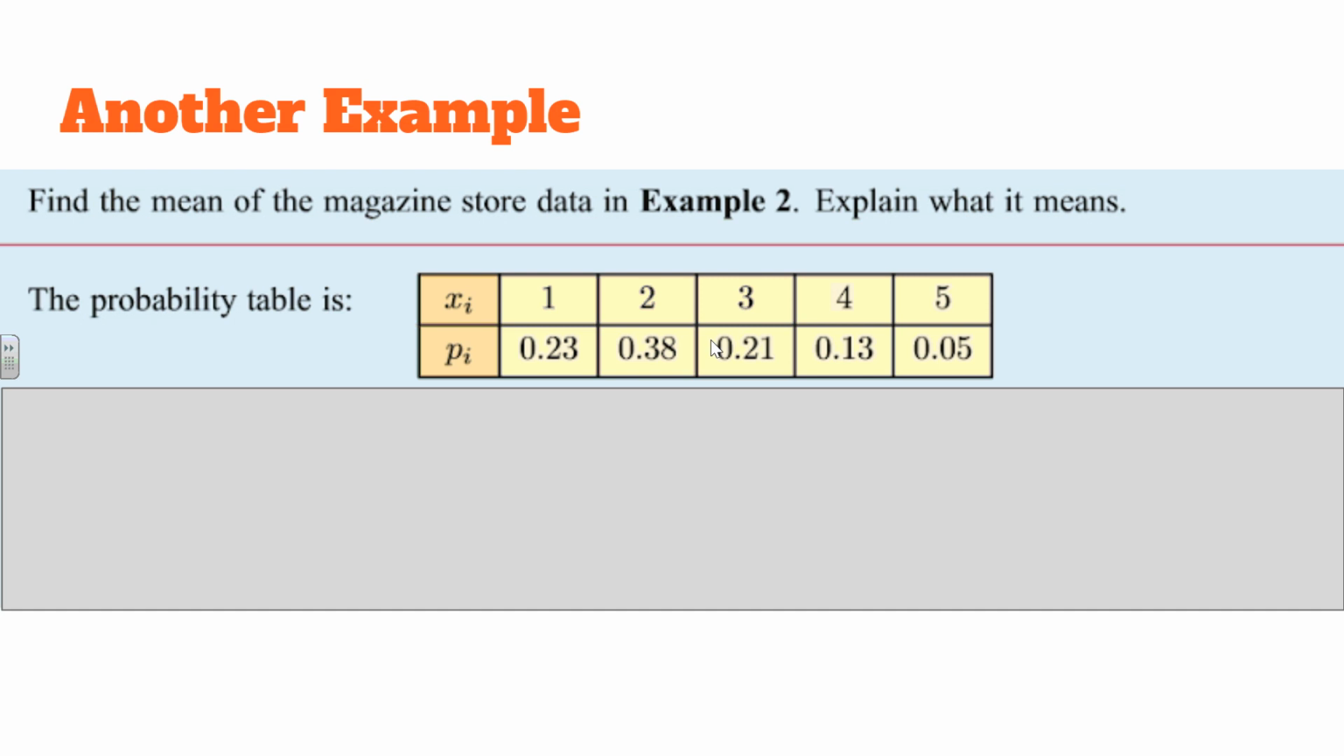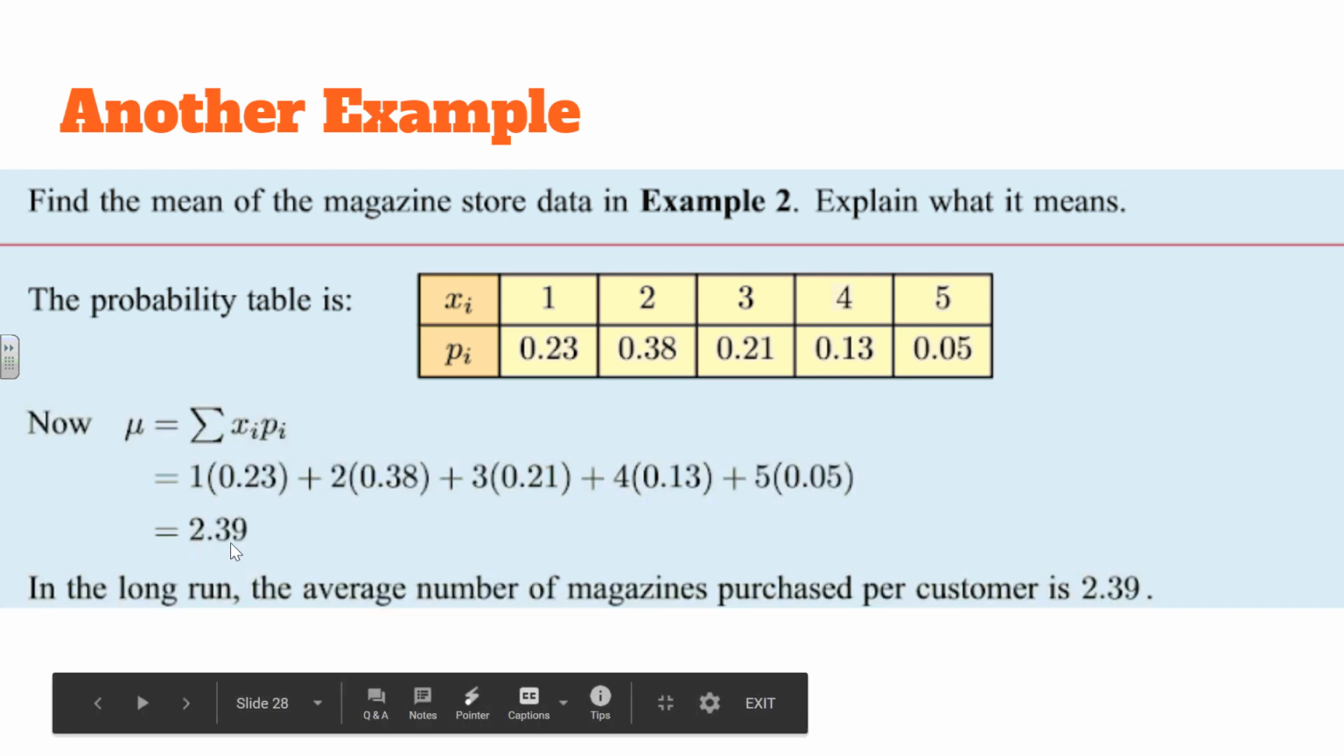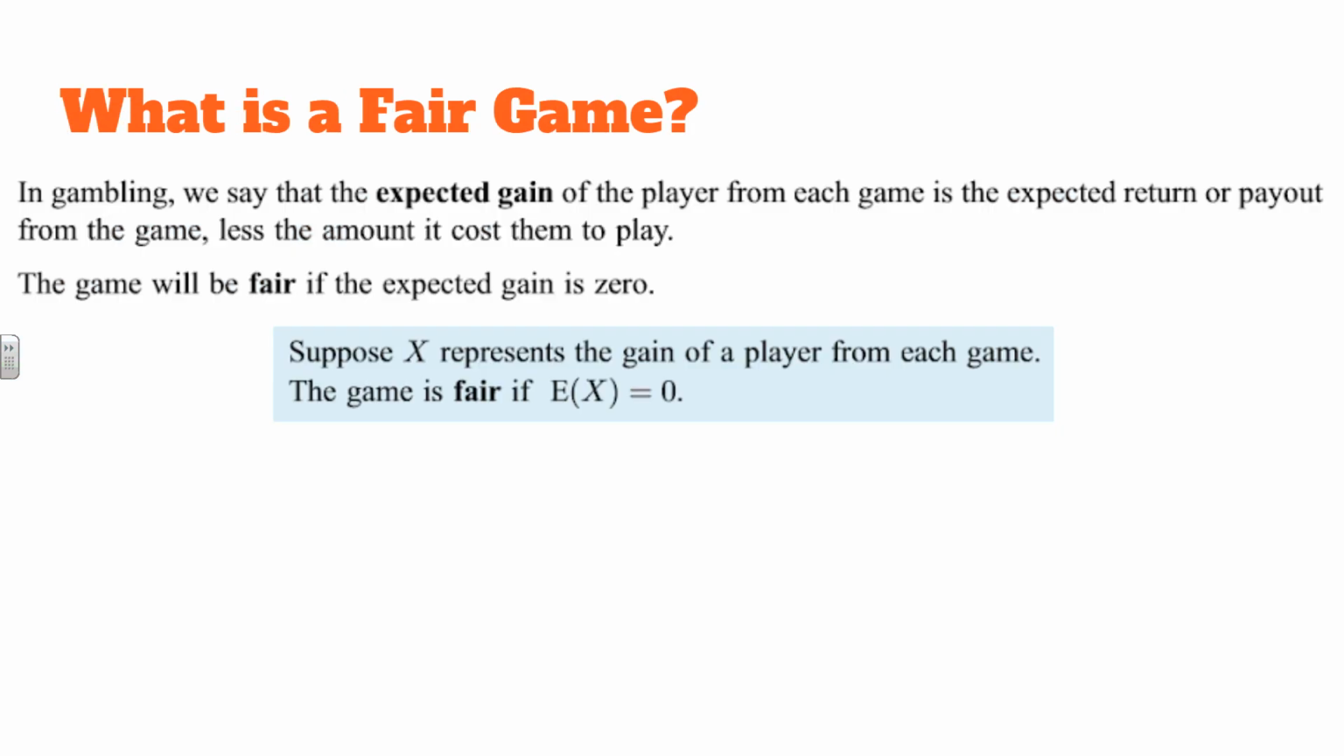In this other example, now we have these different possible values of x, and we're talking about the expectation or the mean of that. All we have to do is 1 times 0.23, 2 times 0.38, etc. We multiply all those out and we get 2.39. So to interpret that, we say in the long run, the average number of magazines purchased per customer is 2.39. Obviously, we can't actually purchase 2.39 magazines, but we still use that value. We don't want to lose any accuracy by rounding it to 2.